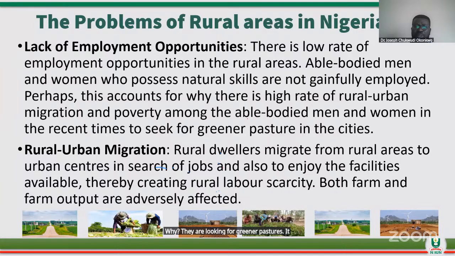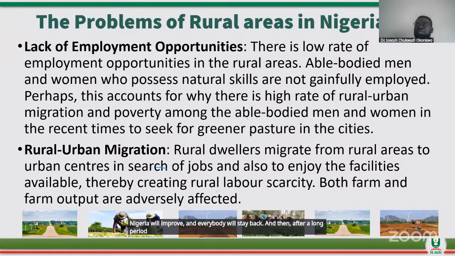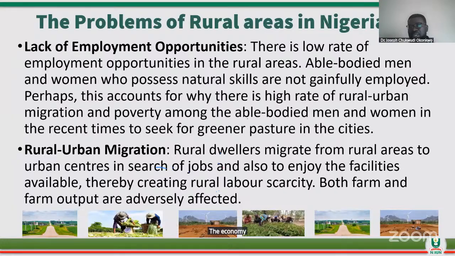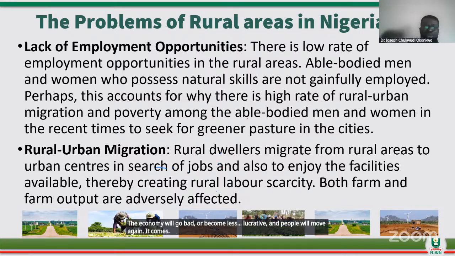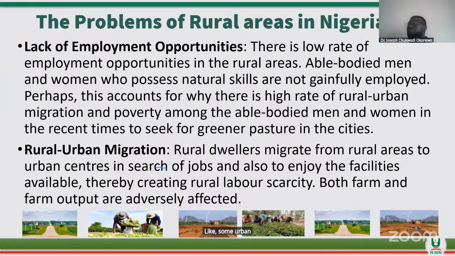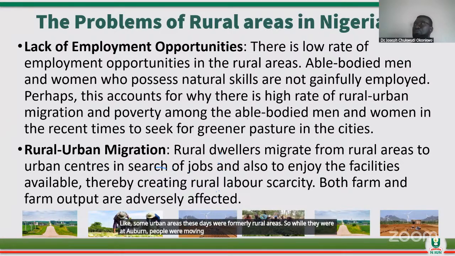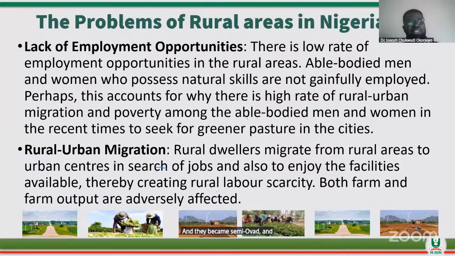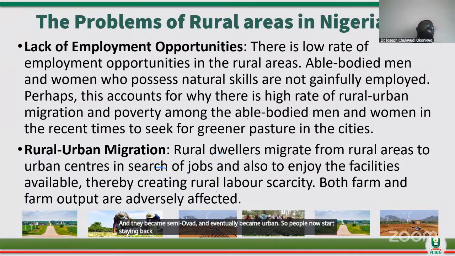It will always happen. Now, after a while, Nigeria will improve and everybody will stay back. And then after a long period of time again, the economy will go bad or become less lucrative and people will move again. It comes in cycles. The same thing happens to rural areas and urban areas. Some urban areas these days were formerly rural areas. While they were rural, people were moving from them to urban areas. So rural development started happening and they became semi-urban and eventually became urban. So people now start staying back.